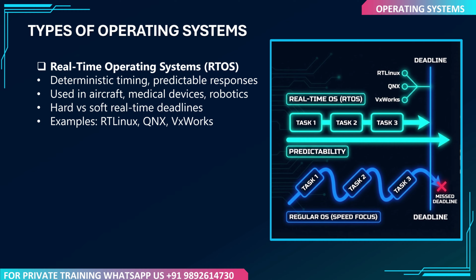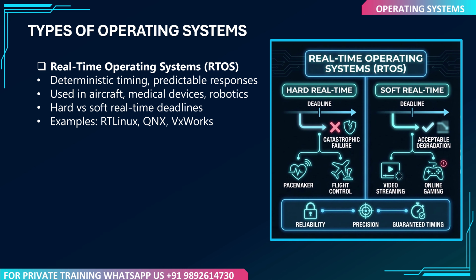It ensures that every task is completed within its deadline. There are two types of real-time systems: hard real-time and soft real-time. In hard real-time systems, missing a deadline can lead to catastrophic results, for instance, in a pacemaker or flight control system. In soft real-time systems, missing an occasional deadline is acceptable, like in video streaming or online gaming. So RTOS is all about reliability, precision, and guaranteed timing.